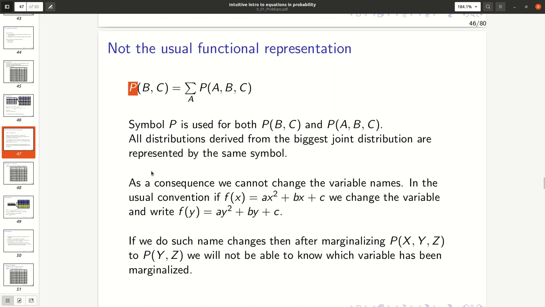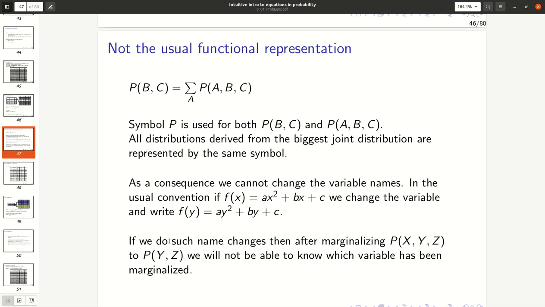This convention is different from the usual handling of expressions. In the usual convention, if we say that f of x is ax square plus bx plus c, then we can change the variable inside the function and say f of y is equal to ay square plus by plus c. Okay, this we cannot do here.